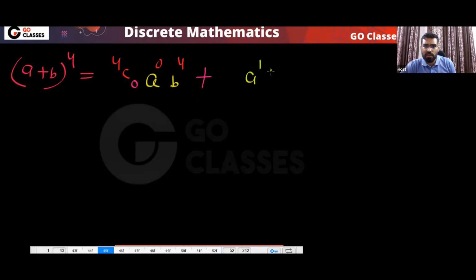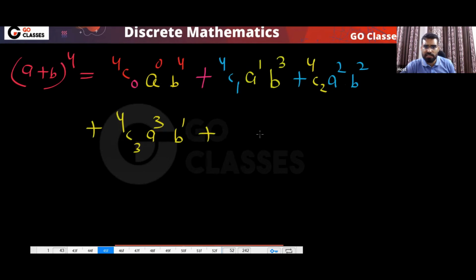If the number of a's is 1, then how many b's will be there? 3. You can decide who will give you 1 a. If a power 2, then b power automatically will be 2. You can decide who will give you 2 a's from these four. If a power 3, then b power will be 1. If a power 4, then b power 0. That's it. No other term is possible.